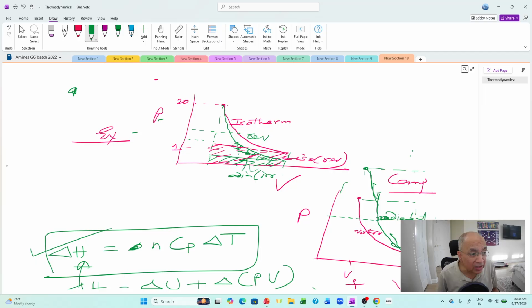So temperature decreases here. Temperature decreases means volume decreases. So supposing this pressure, the volume here, and this pressure, the volume is here. So the volume of the isotherm is more than the volume of the adiabat.